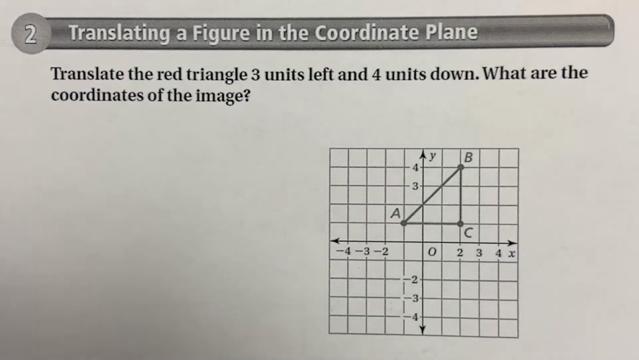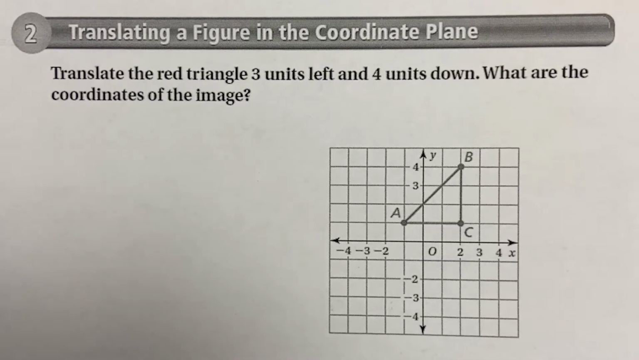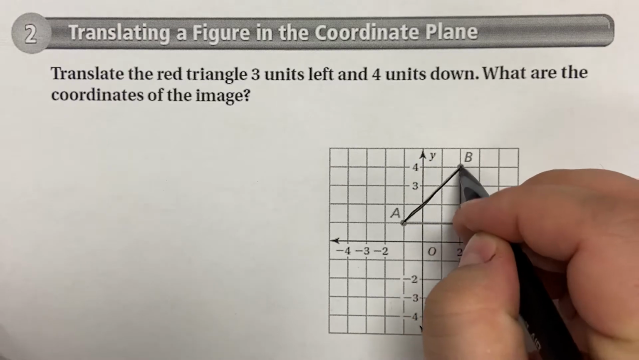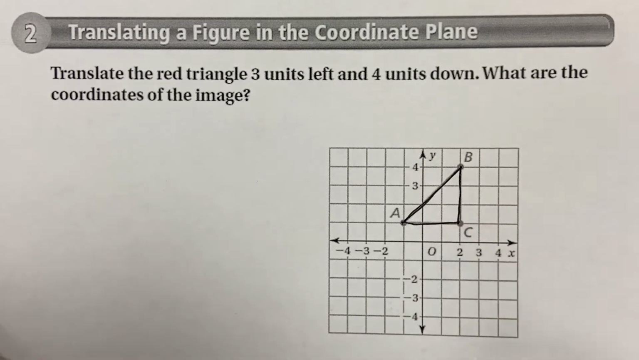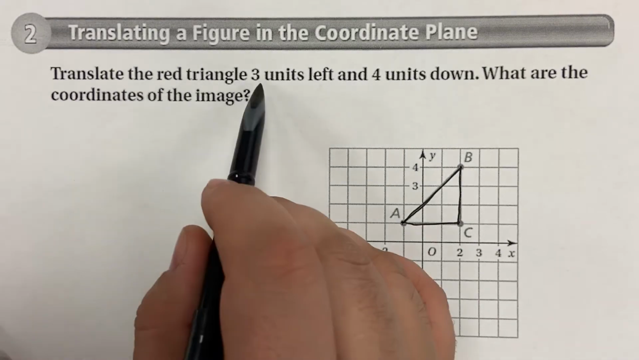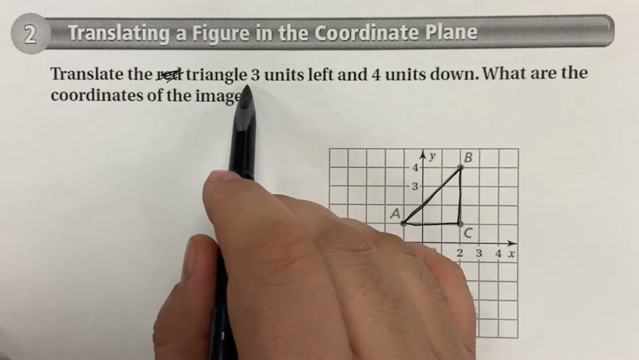Today we're talking about translating a figure in the coordinate plane. Let's get right to it. So we have a triangle here, triangle A, B, C. What we're trying to do is move this triangle. We'll take that out. We're trying to move the triangle 3 units left.